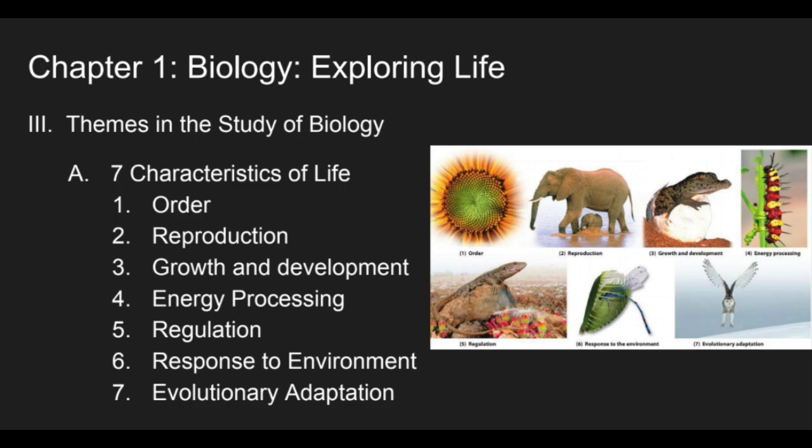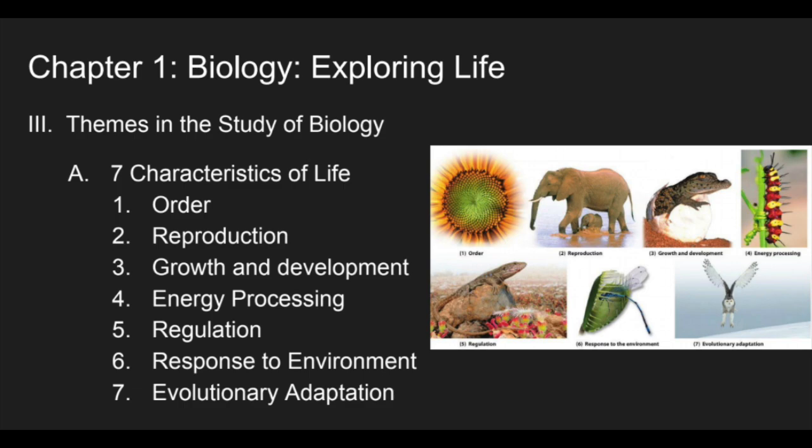Our fourth characteristic is energy processing. Energy processing is how the energy stored in chemical reactions is used to power organisms. For example, look at the caterpillar, which is the fourth picture. That caterpillar is going to use the chemical energy stored in the plant it's eating to power its own activities. That's called a heterotrophic organism because it's eating food instead of making it by itself.